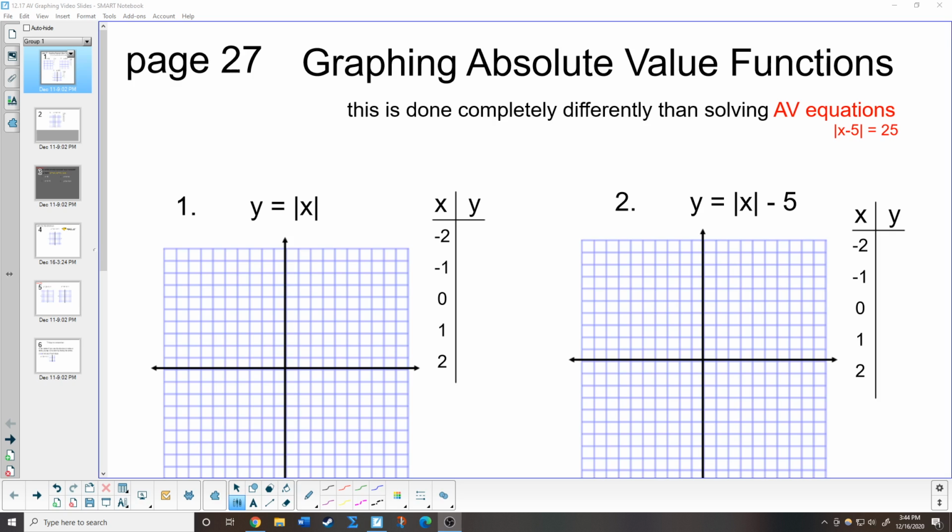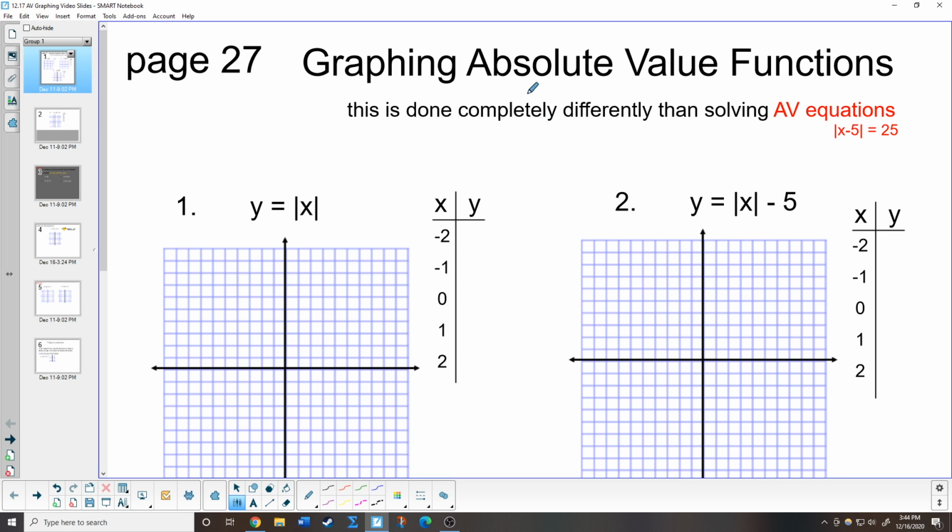All right, everyone, we are going to be discussing graphing absolute value functions. Okay, we're going to be starting that on page 27, so you can go ahead and turn there now in your 6B packet. All right, so just first off, this is completely different than when we were solving absolute value equations.